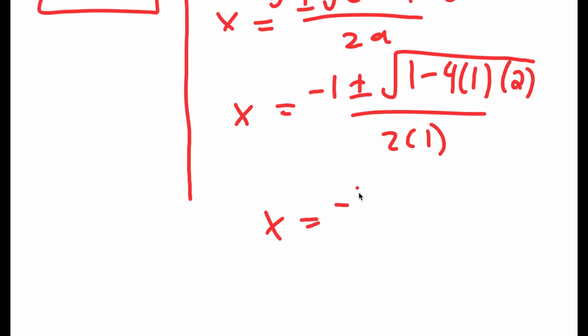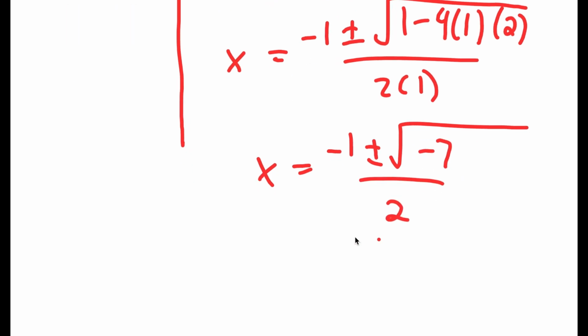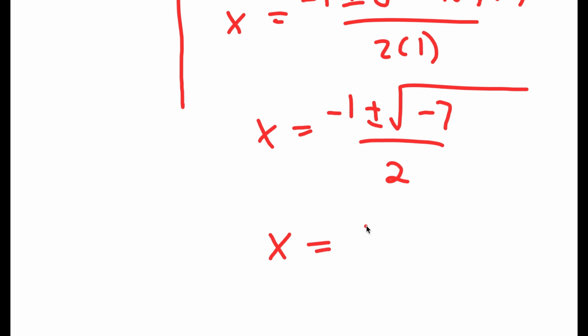And this is equal to negative 1 plus or minus the square root of 1 minus 8, which is negative 7, all over 2. And this is actually equal to negative 1 plus or minus the square root of 7 times the square root of negative 1 over 2.